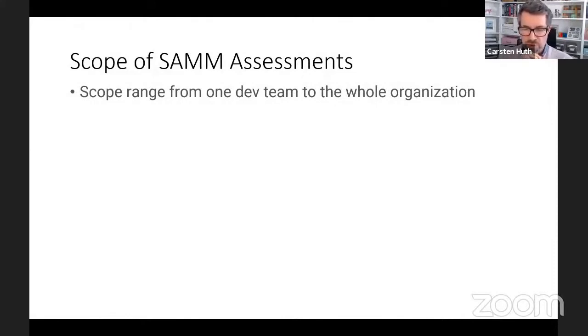What I wanted to talk about today with the group is the scope of SAMM assessments. The scope can range from one development team to the whole organization. I think Timo in the previous talk also talked about the different levels in the organization for which you can do assessments. I wanted to ask the group what everybody's experiences are, although that's a bit more difficult than I thought. So I can maybe start from my own experience.